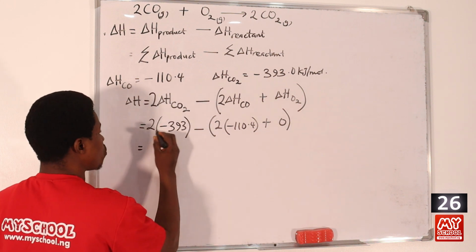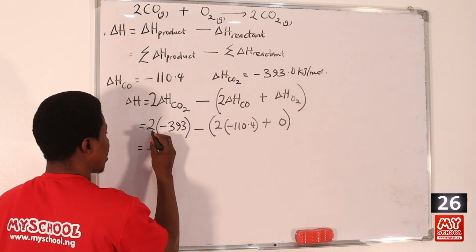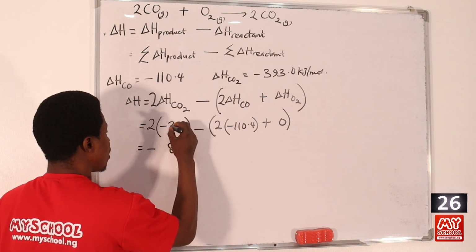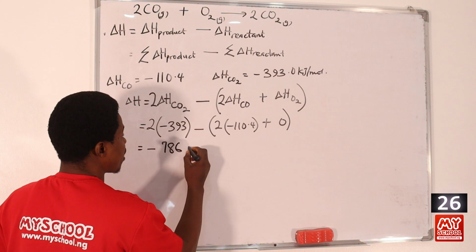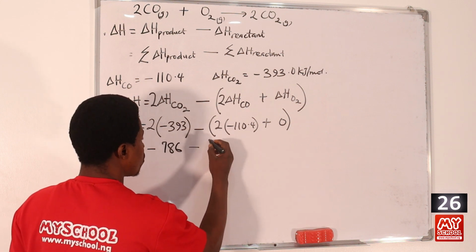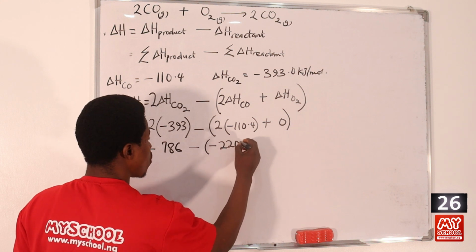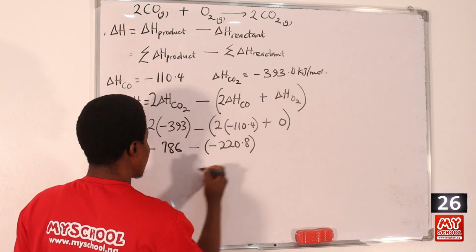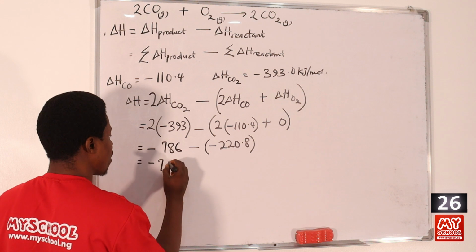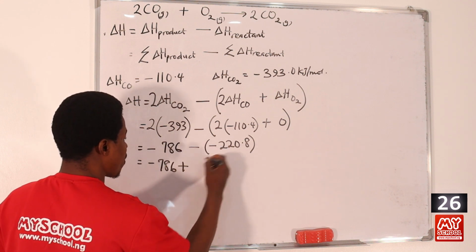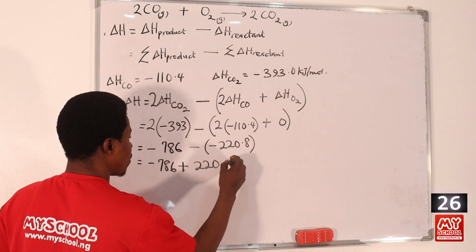So 2 times negative 393 will give us negative 786. Then we have minus 2 times negative 110.4, that's minus negative 220.8. Negative cancels negative, so we have plus 220.8.